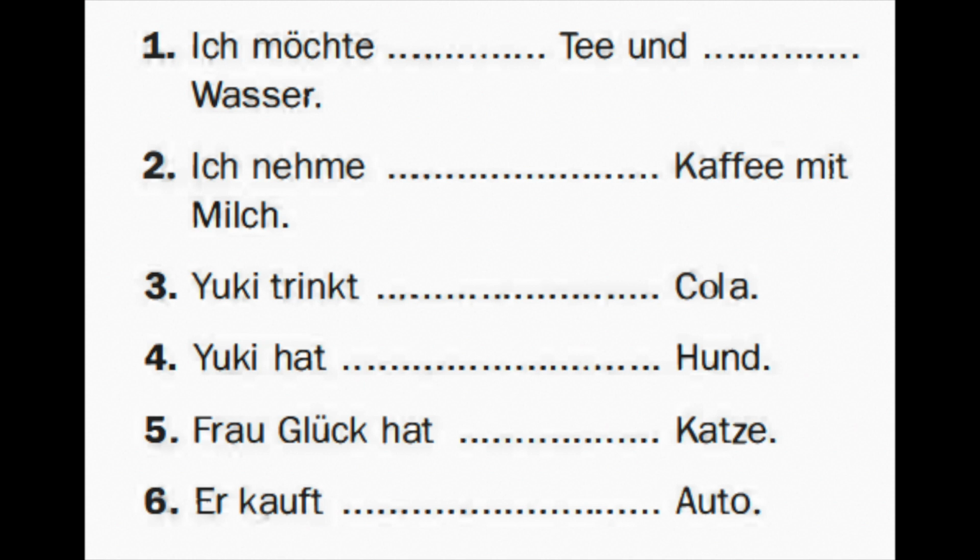Ich möchte einen Tee und ein Wasser. Brilliant! And why? Well, because möchte demands the accusative case. It takes a direct object.